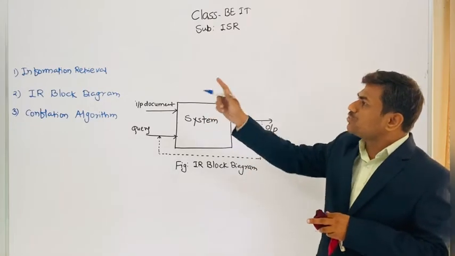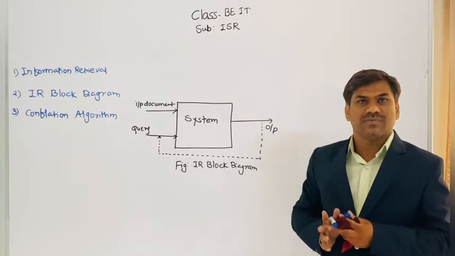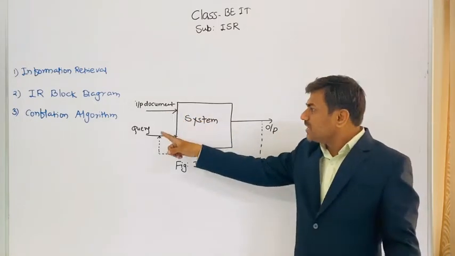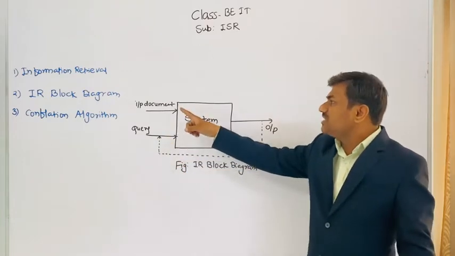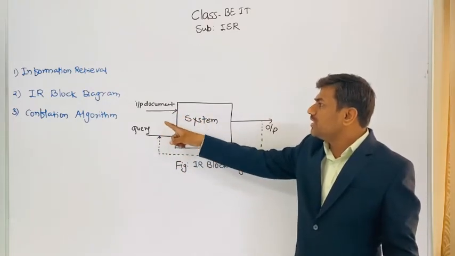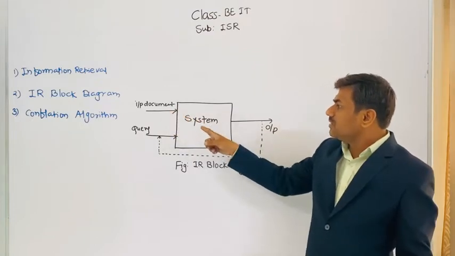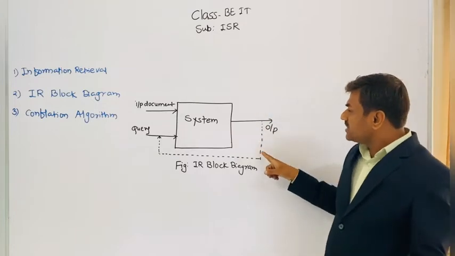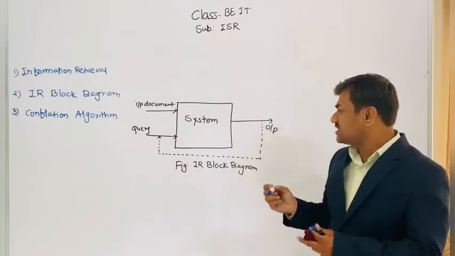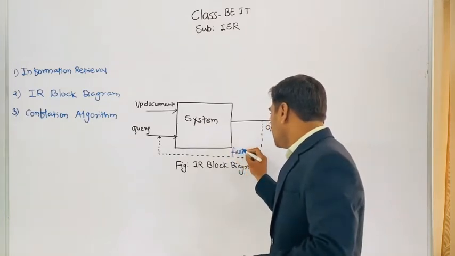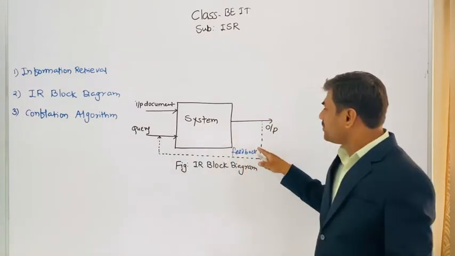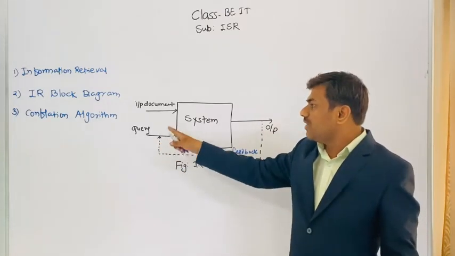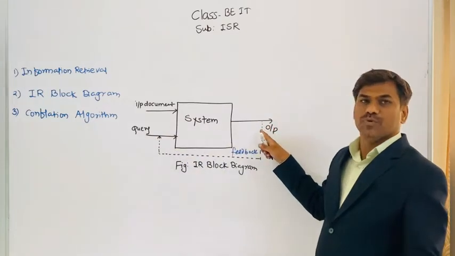The very first point we are going to see is the IR block diagram. In this IR block diagram, the input document is an input, and the query is also an input. This query will act on the input document, searching through this system, and output will be generated. From this output, feedback is given to the query. So output is fed as feedback to the query. The query will be improved, and with the improved query, we again get the output.